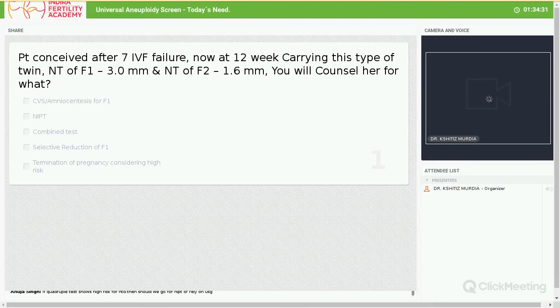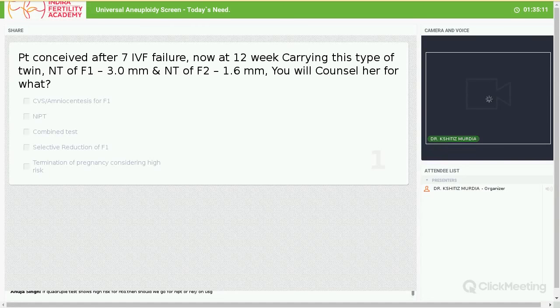Since we know that this is a monochorionic pregnancy, and in monochorionic pregnancies we all know that the genotype of both the babies is going to be the same. Even if one baby has a high NT and another baby has a normal NT, it doesn't mean that the one with the normal NT has a normal genotype and the one with the higher NT is carrying an abnormality. It will not be so. The genotype of both babies is going to be the same.